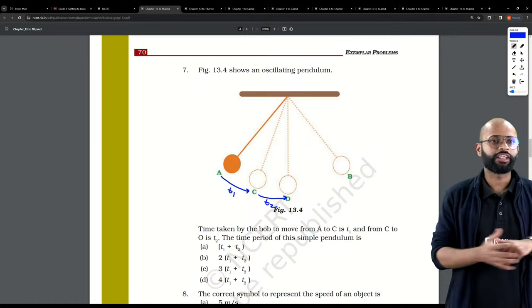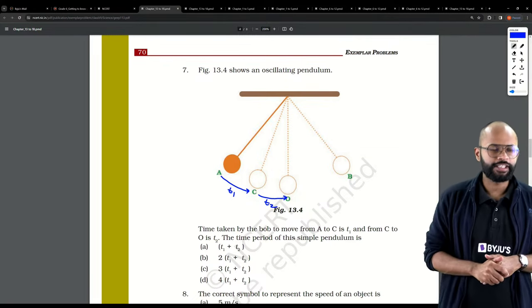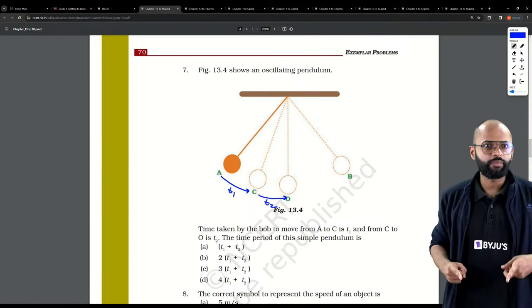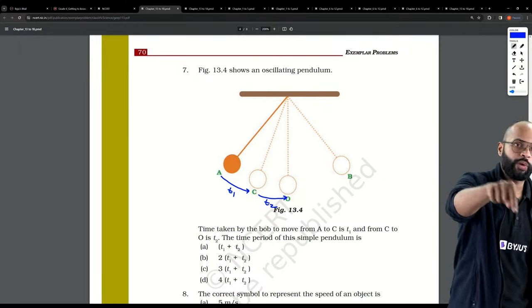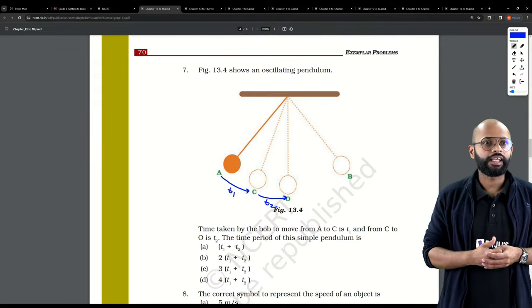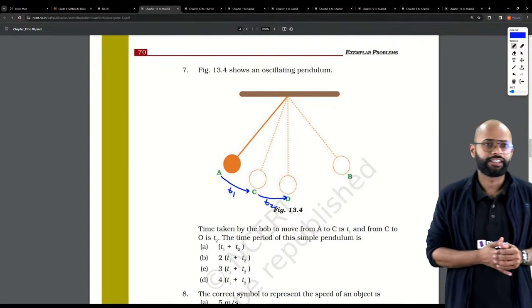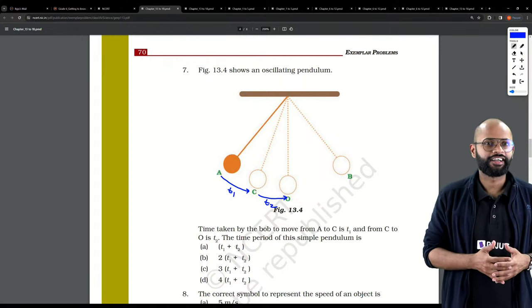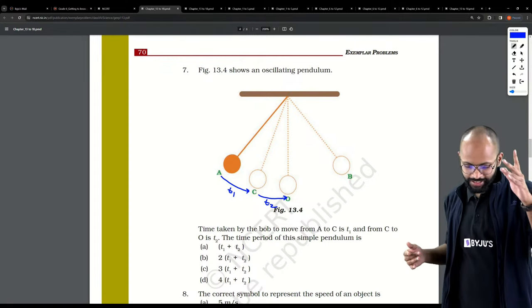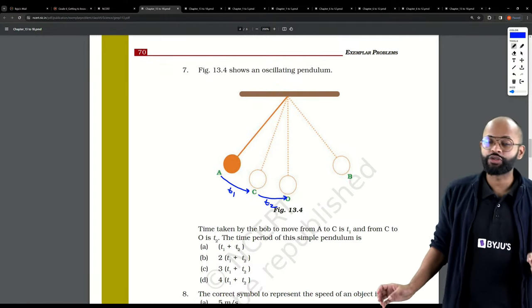Nice question. Come on. See, it ends on the mean position. No, Navya, it depends. If it starts from the mean position, it will have to end on the mean position. Yes. D. Oh wow, nice.